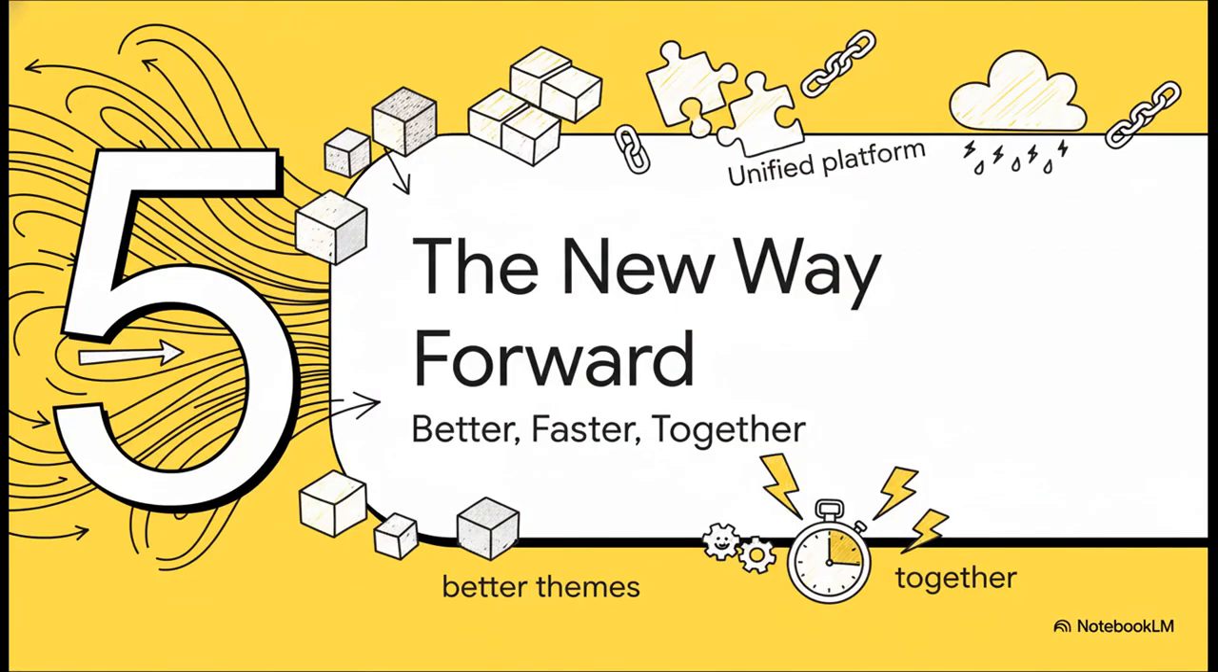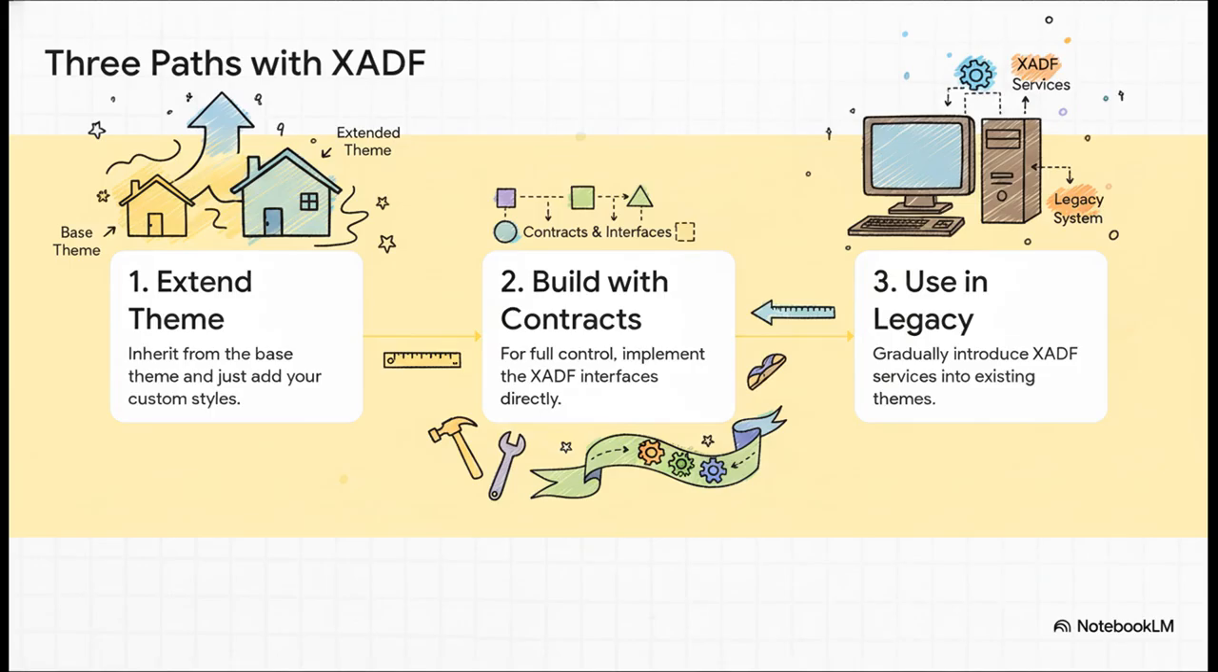So, what does all this mean for our workflow, for us as a team? This is the new way forward. It's going to let us build better themes way faster and do it together on one single unified platform. And getting on board is super flexible. There are basically 3 ways to do it. For most new projects, you'll just extend the reference theme and add your custom styles. Easy. If you need total control for a really custom job, you can build from scratch by implementing the framework's contracts or interfaces. And, this is really important, we can even start using these services in our existing legacy themes. We can refactor them over time, bit by bit.